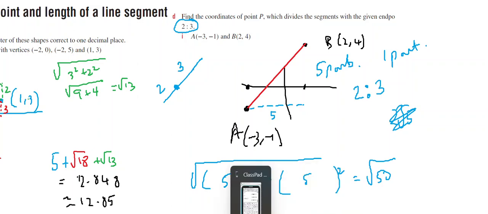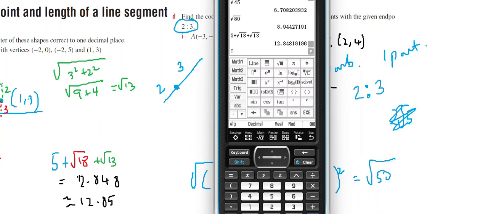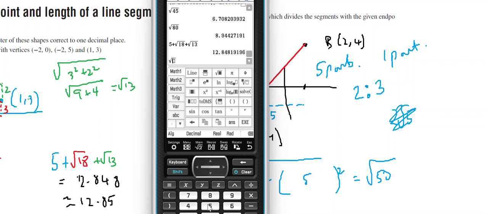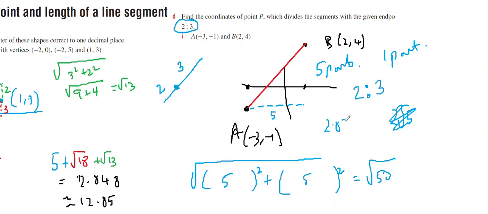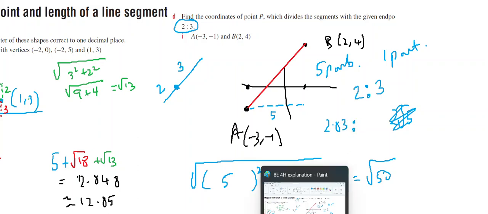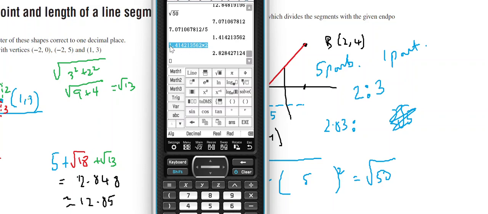So on my calculator, I'm going to take the square root of 50, and I'm going to take that and divide it by 5, and that's what one part is. And then I'm going to multiply that by 2, and that's going to give me my first part, 2.828 or 2.83. And my second part will be this multiplied by 3, which is 4.24.